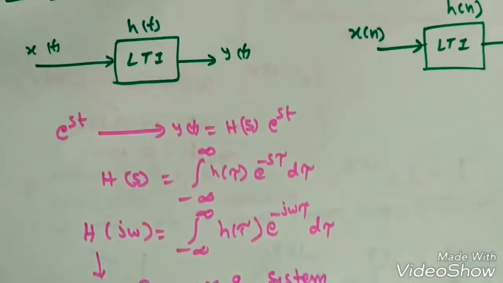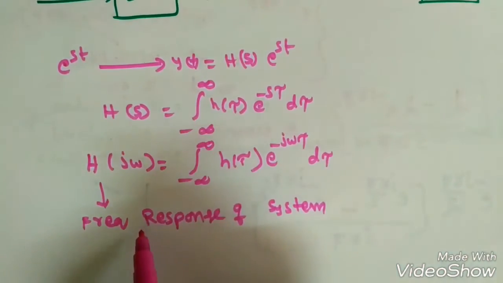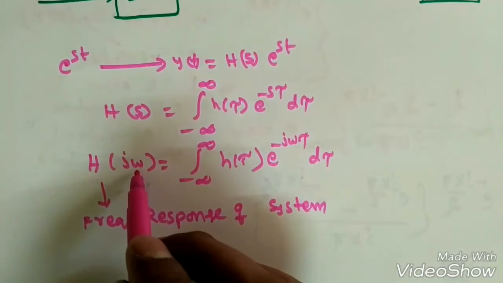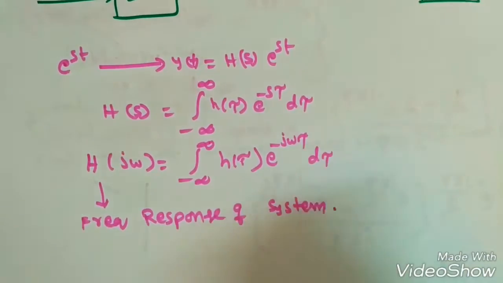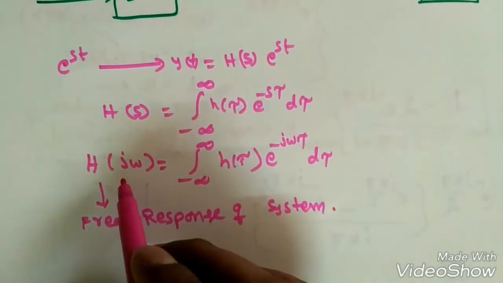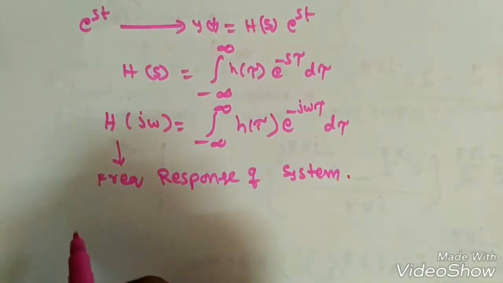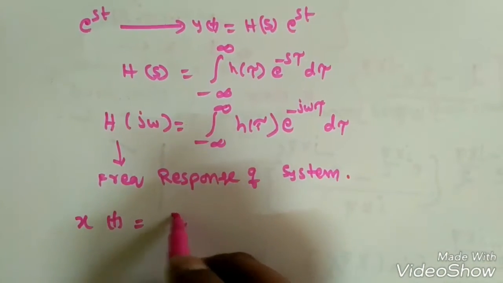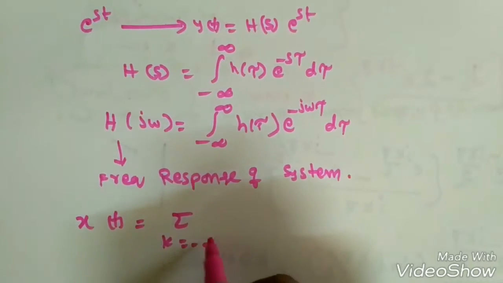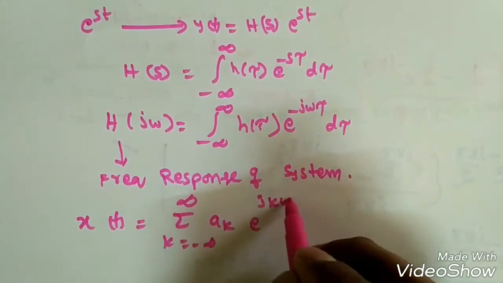So that means h of t is called the system response, and the frequency response is called h of j omega. We are substituting j omega, our frequency, so that's why we call it the frequency response of the system, right? Once we know this, finding y of t is very easy. How to do that? Now, if I assume x of t can be represented by its Fourier series, something like this: sum over k equal to minus infinity to infinity of ak into e power jk omega naught t.